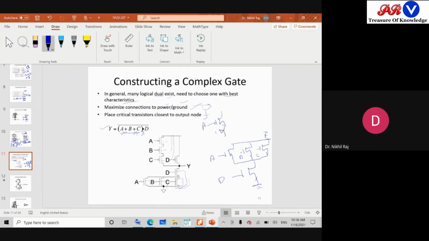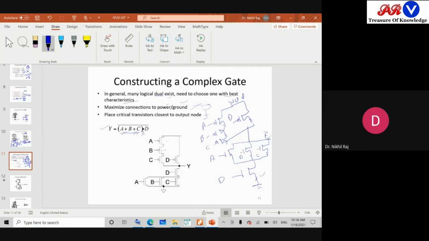A, B, C. This is your VDD, D. Okay, so now if you see what I have done, I have realized the function. All the parallel connection transistors I have put closest to the output, and the single transistor D I have placed at the ground.